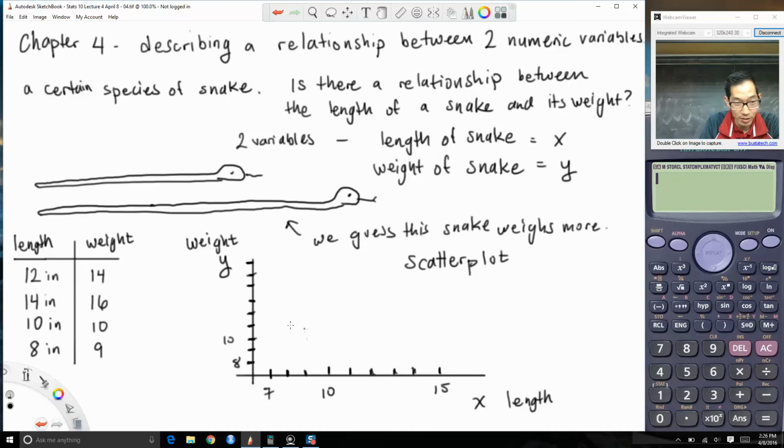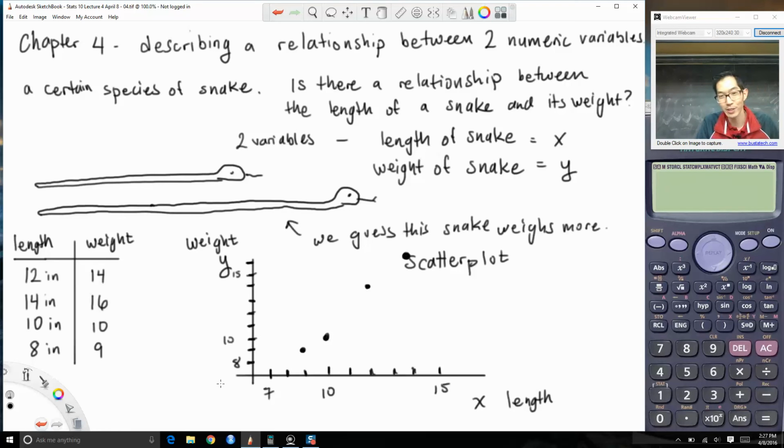All right, so I'm going to draw each of these. I've got 12 and, 11, 12, 13, 14, 15. Okay, so 14 and 12, I think that gets a dot right there. 14 and 16 gets a dot right there. And then 10 and 10 gets a dot right here, and 8 and 9 gets a dot right here. Okay.